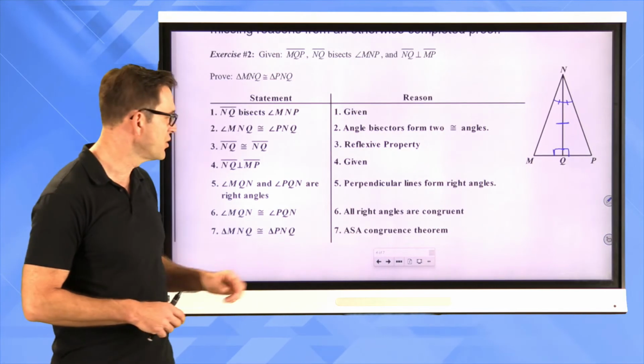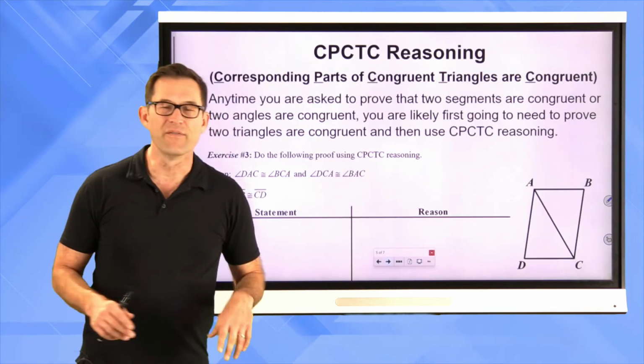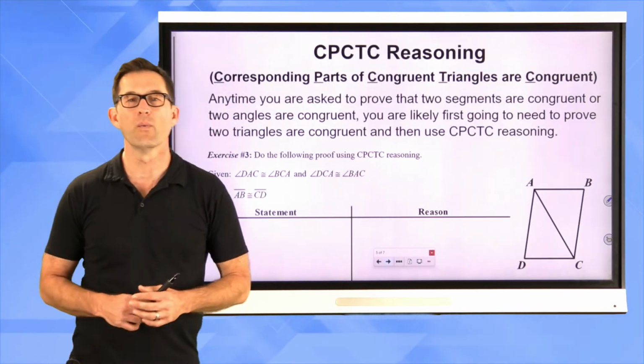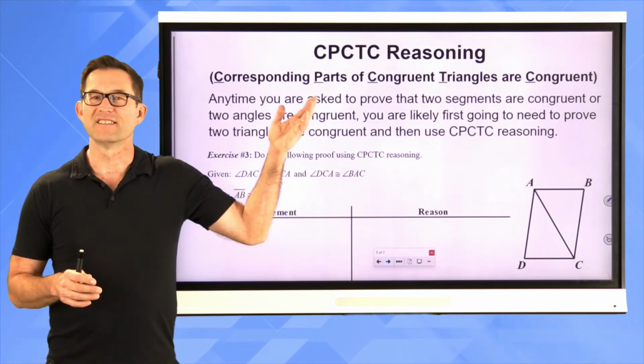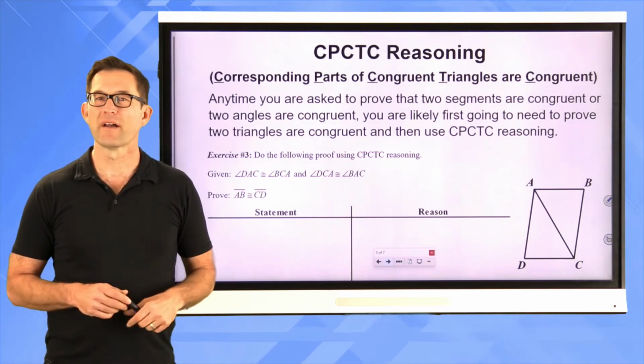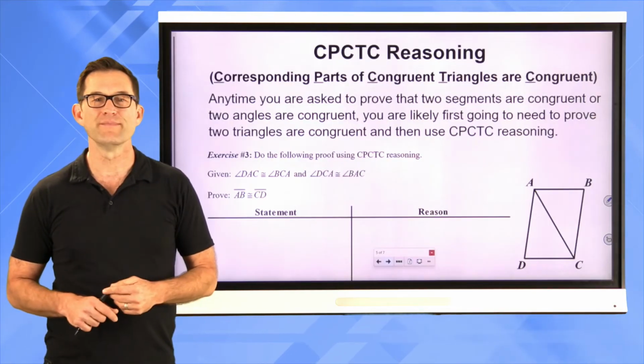All right, let's do it. I kind of like the fill in the proof problems. You know, they're a little bit weird, but you'll see them on and off. All right, back to CPCTC reasoning. Corresponding parts of congruent triangles are congruent.